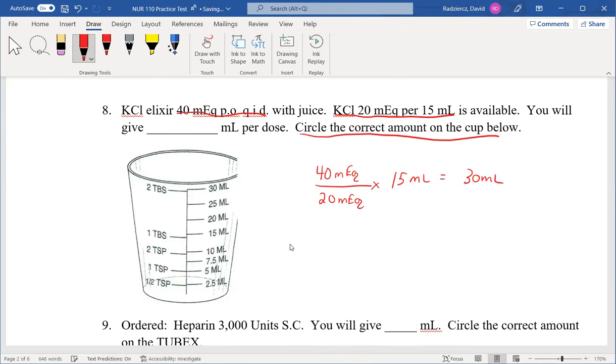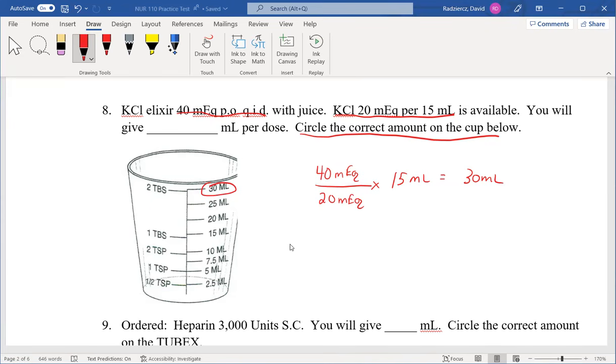I will also tell you that your answer most likely will be on the cup. So since it says to circle the correct amount on the cup, I would circle my 30 milliliters, and notice that it's the same thing as 2 tablespoons. If you ever get stuck, you can see that some of your equivalents are listed here. So teaspoon is 5 milliliters, tablespoon is 15 milliliters. So you can see that they're listed there if you needed to.